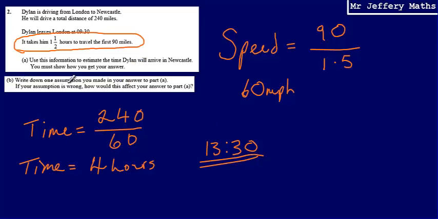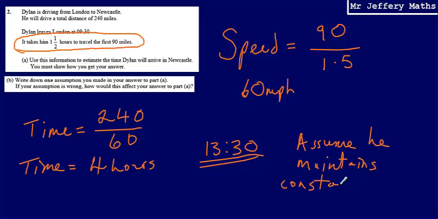Part B, we're asked to write down one assumption you have made in your answer to part A. Well, I talked about that briefly at the beginning. What we can say is that we're going to assume that he maintains that speed. So assume that he maintains a constant speed. We could also make other assumptions here. We could also make an assumption that he doesn't stop at any point, but I think either of those answers would be fine.